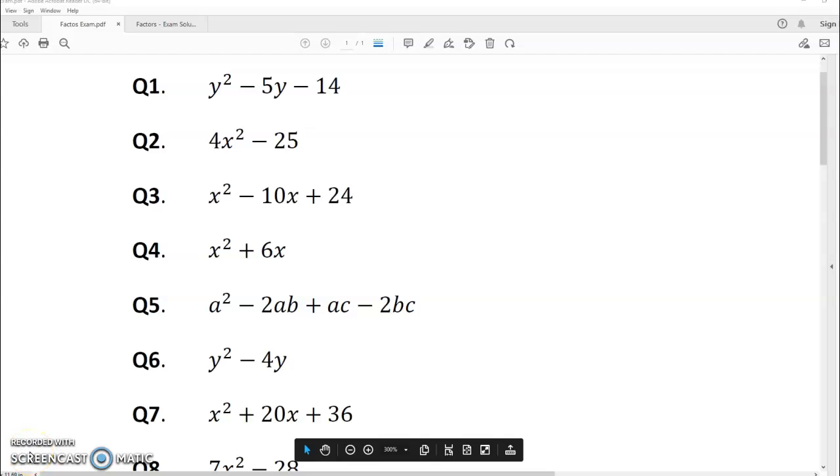So here's going through some of the solutions to this factor exam. So here's question 1, y squared minus 5y minus 14. So you go through all the usual checks.